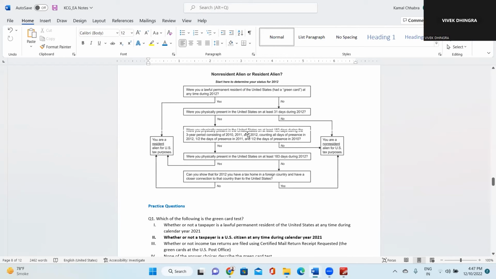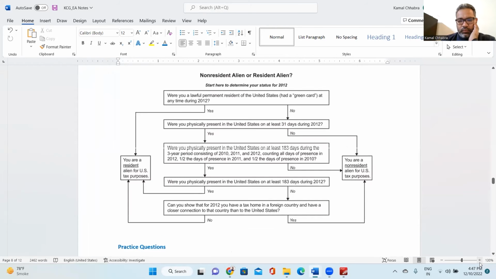Kamalji, can you zoom it out? Yeah. Is it better now? Is it better now? Yes, sir.